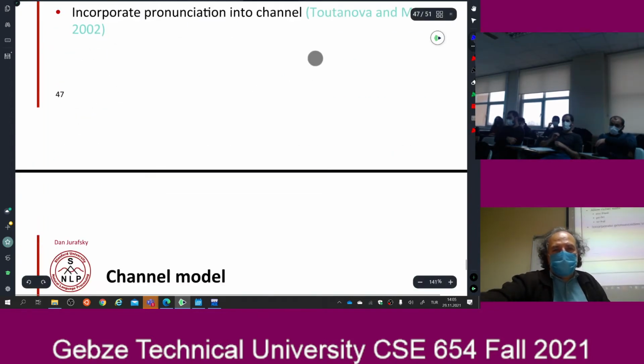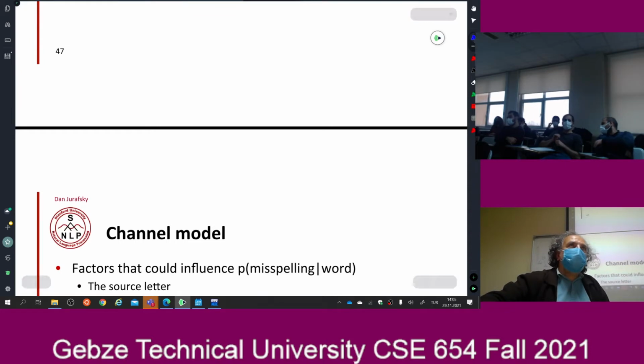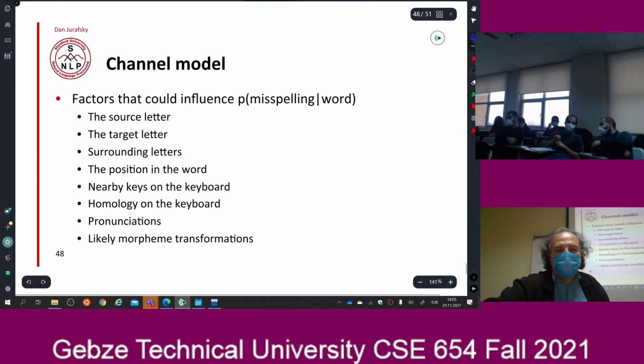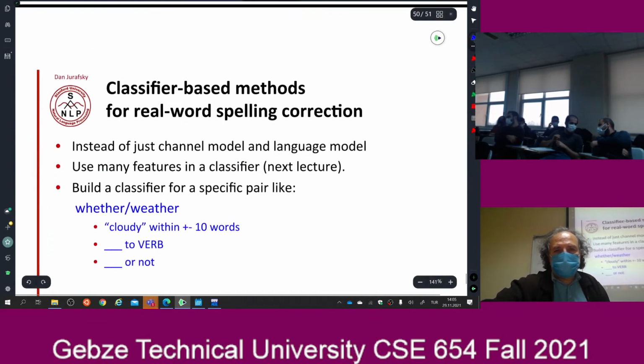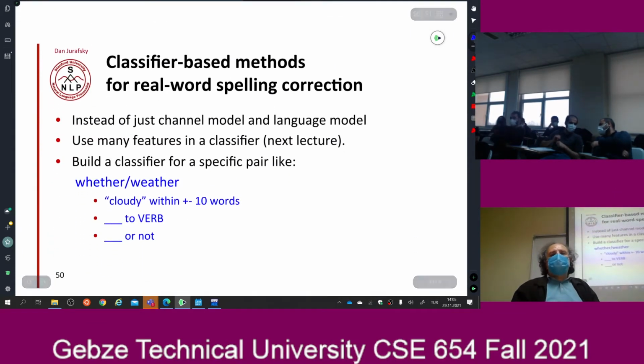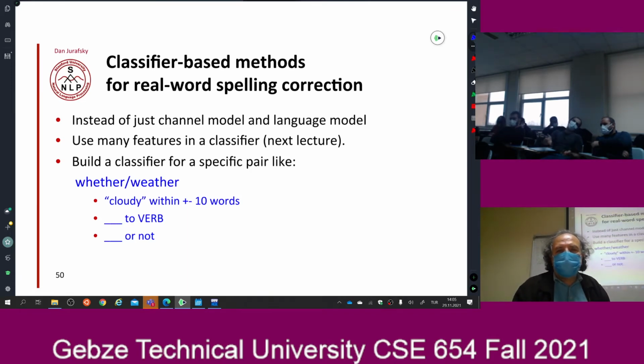Okay, so keep the pronunciation rules in the picture for English. It will be that. So I guess nearby keys again. It will be in our model. And sometimes we do this classifier-based stuff, machine learning stuff that learns how to correct this.